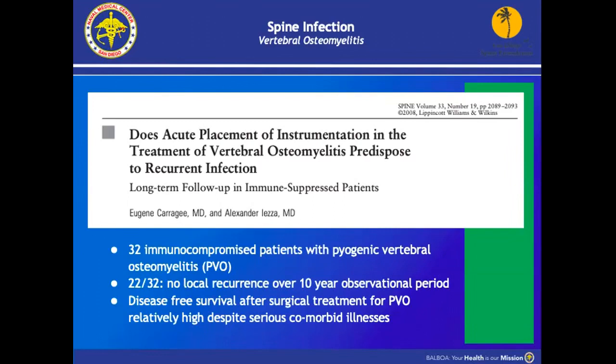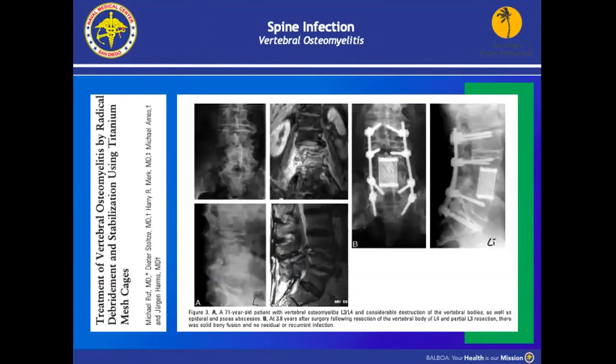So while not an ideal number, given the immunocompromised nature of their cohort, which was significant, it supports the general consensus in the literature that hardware can safely be used to treat patients, or at least opens up the conversation that we can consider hardware placement at the same time as debridement in single stage fashion with a low risk of long-term recurrent infection. And this is borne out and more successful in later papers.